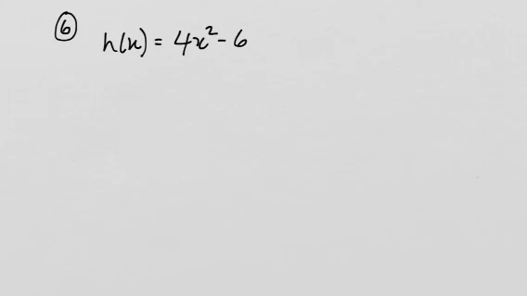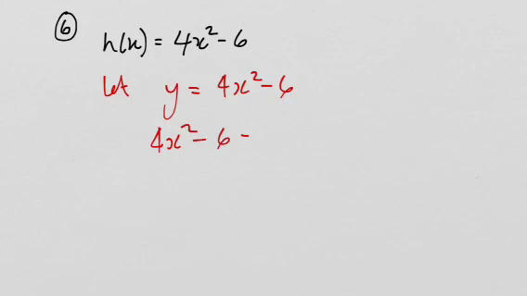Question 6, inverse functions. So we start off by saying let y equal 4x squared minus 6. Rearrange that, 4x squared minus 6 equals y, and then change the subject until you have x equals. Once you've got x equals, you can then write down the inverse function as h to negative 1 of x. The inverse of h is, remember, turning y's back to x's.